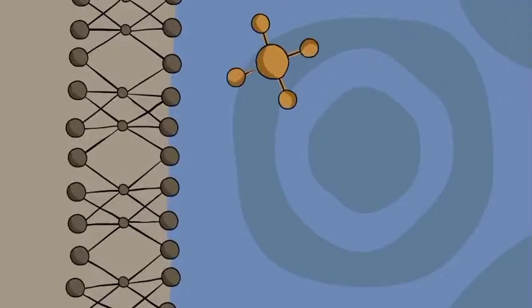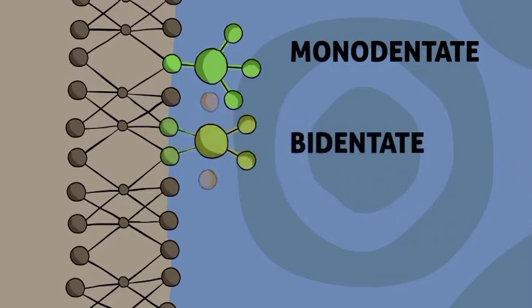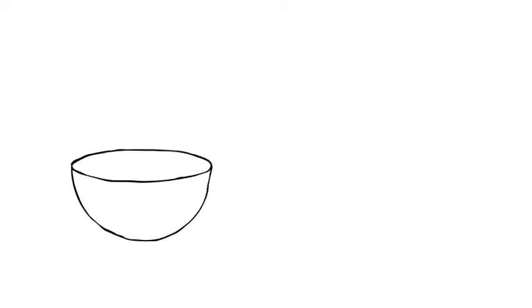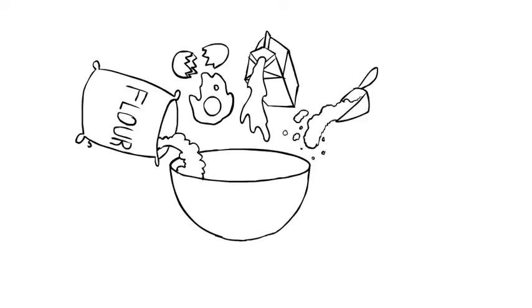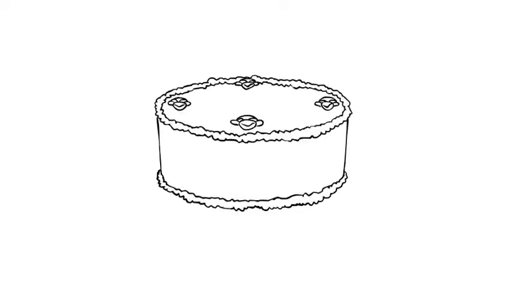Monodentate inner sphere complexes attach at 1 point. Bidentate complexes attach at 2 points. Polydentate complexes attach at 3 or more points. In adsorption, the more dentate links, the stronger the bond, and the harder it is to free the adsorbed ion. And in chemisorption, you don't even need a charged surface. It's like baking a cake. You start out with flour, eggs, milk, and sugar, but once you bake it, you can't separate the ingredients.